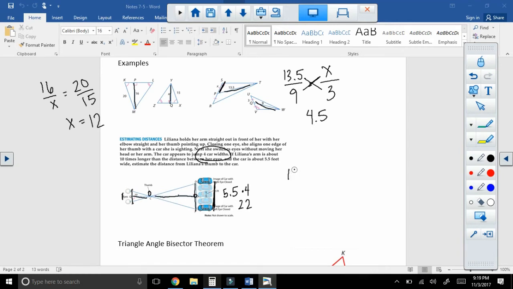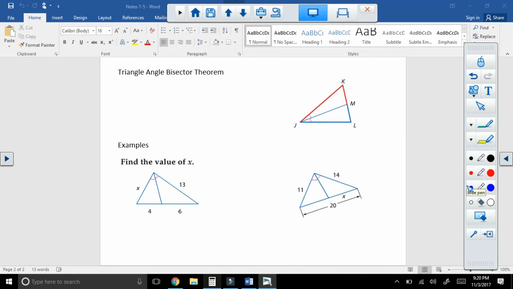So I'm going to set mine up as 10 is to x, as 1 is to 22, and then I can go ahead and cross multiply this. I actually don't even need to divide. I can just say that that would be 220, and the units on this would be feet.